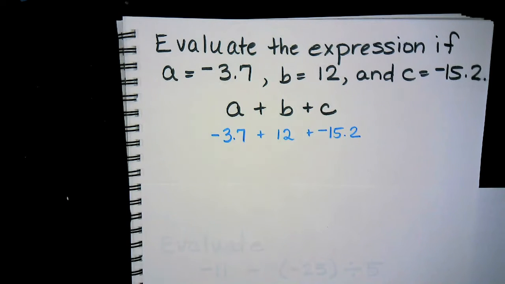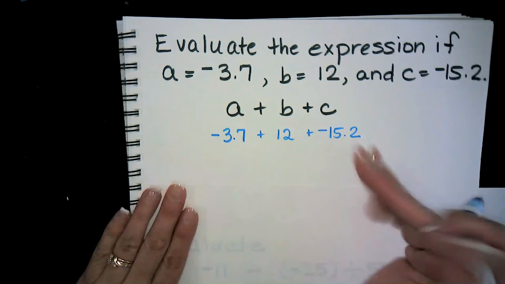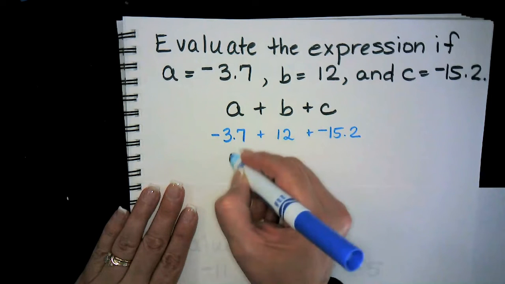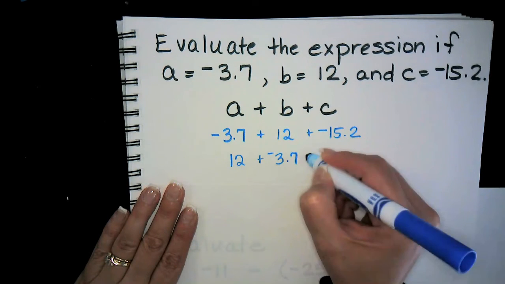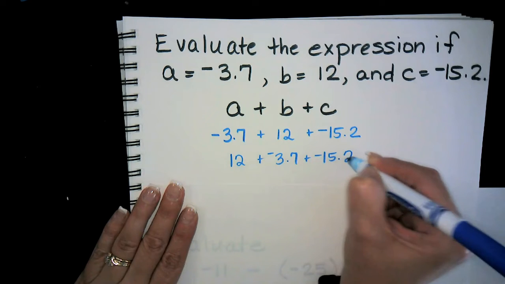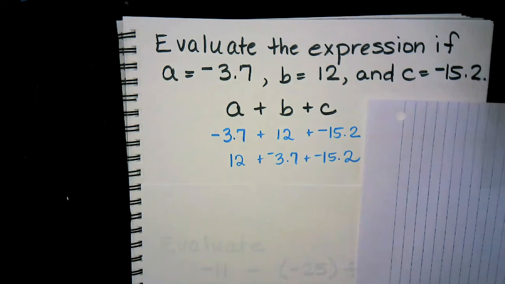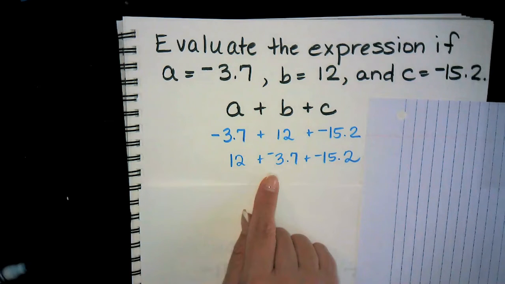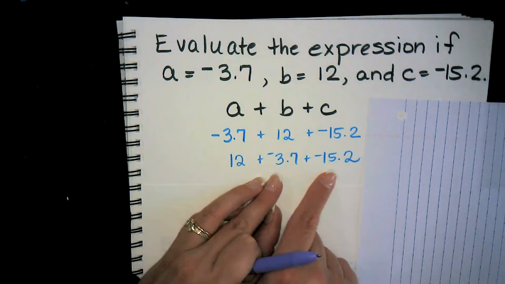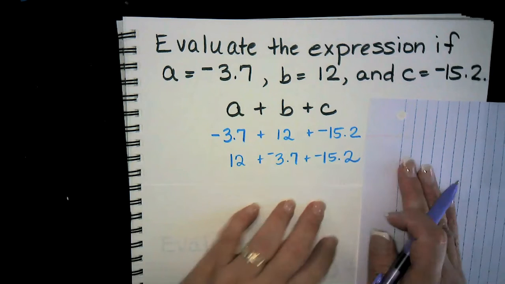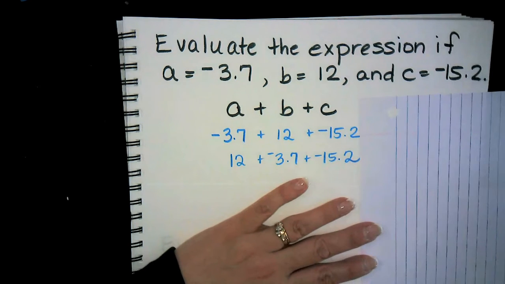Now, friends, the order doesn't matter when we add, so it is easy for me to go ahead and add the two negatives there. I'm going to reorder them for myself. And then I'm going to use a lined piece of paper to add my decimals here. So I'm going to take negative 3.7 and negative 15.2. I'm going to add those together. I know because the signs are the same that I'm going to add them and keep the sign.